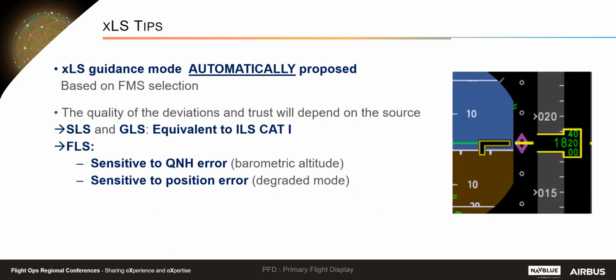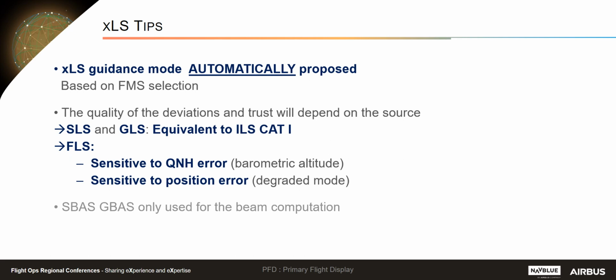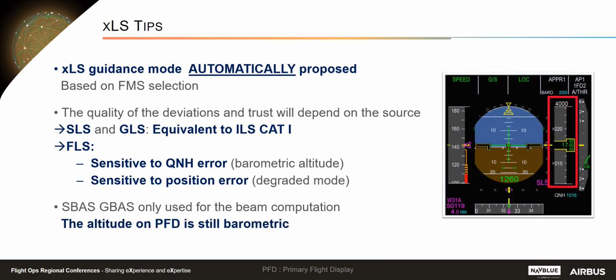That is why there is a specific design with double diamonds. And finally, GLS or SLS are approach modes. The GNSS augmented position is only used for the deviation computation. For example, the aircraft altitude, which you see on PFD or you select on FCU, is still a barometric altitude.